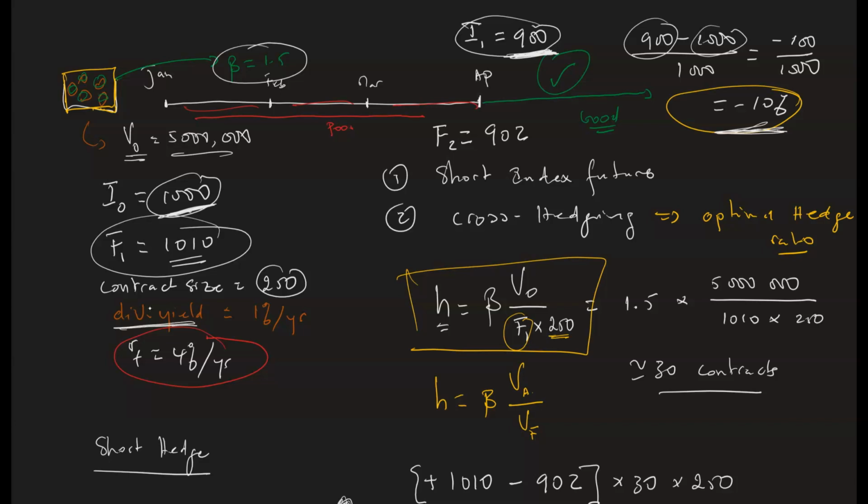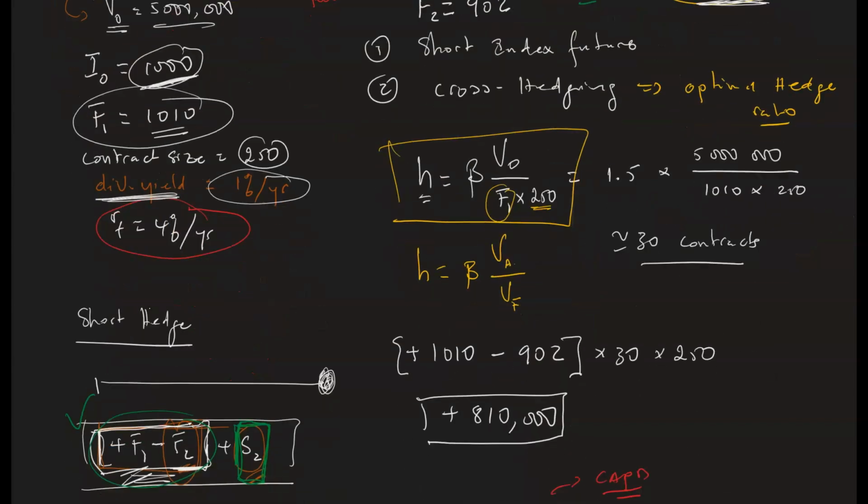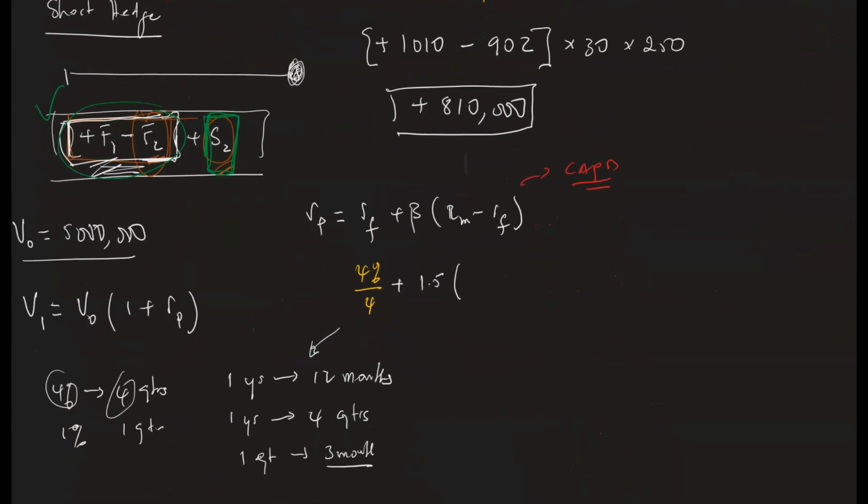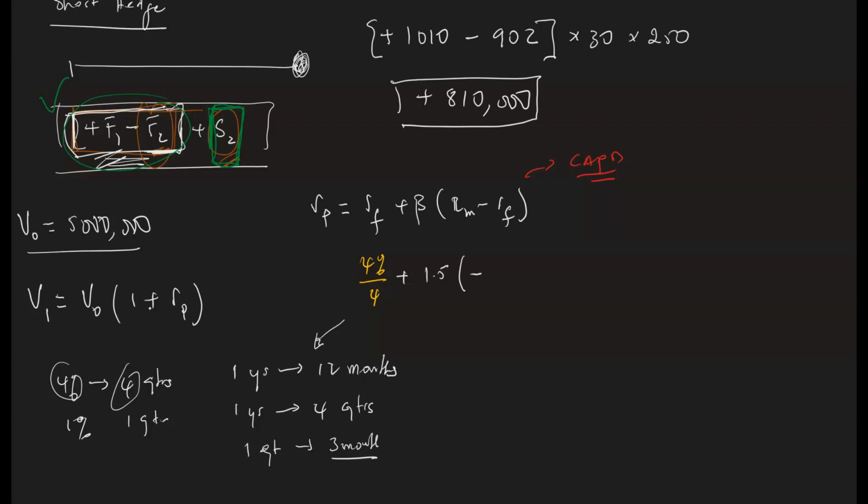However, the index also earns a dividend yield of 1%, which means that we need to add the dividend yield to that 10%. So we're going to have minus 10% here, but then we're going to add the dividend yield, and we said that dividend yield is 1%, so we're going to add 1%. Now, the 1% is also for the year, so we need to divide that by 4 to find the 1% for the quarter. And then we subtract the risk-free. That risk-free, remember, is 4% divided by 4.